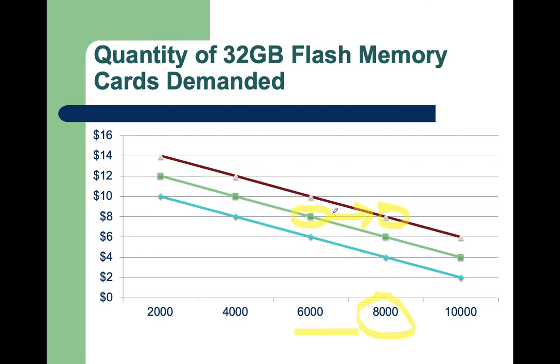And also, if the price for digital cameras were to go up, digital cameras become more expensive. Now fewer people buy digital cameras, and fewer people buy flash memory cards. We'd be shifting to the left to curve L.